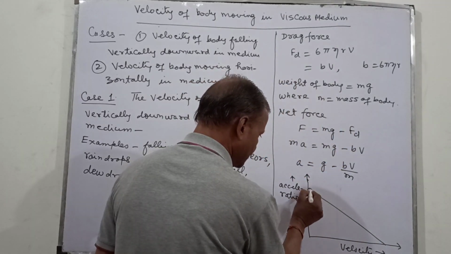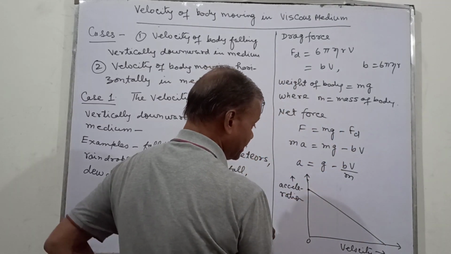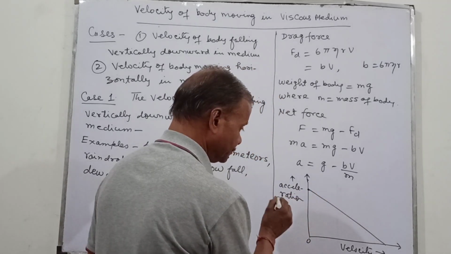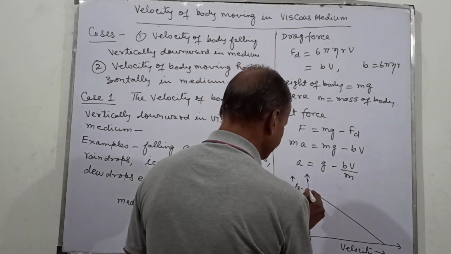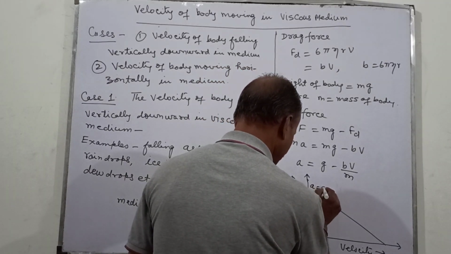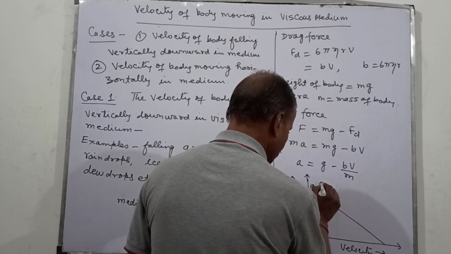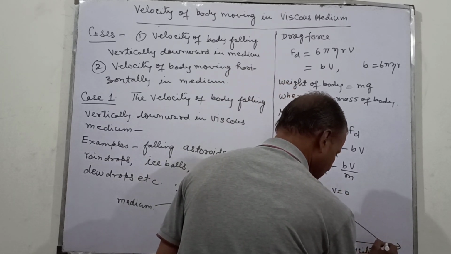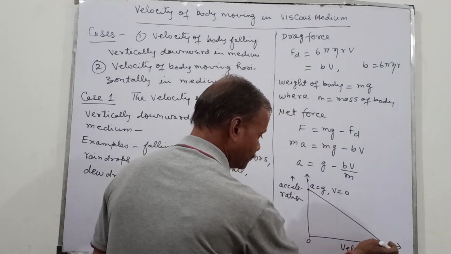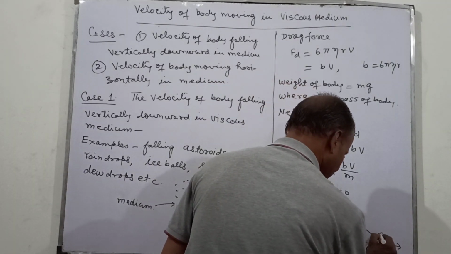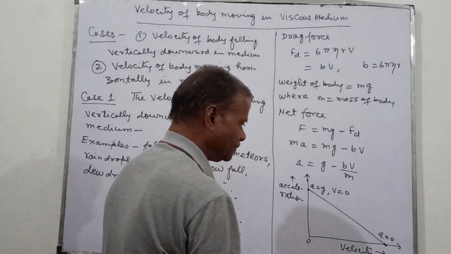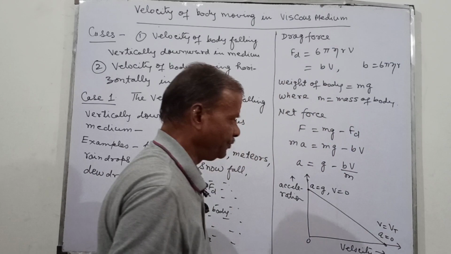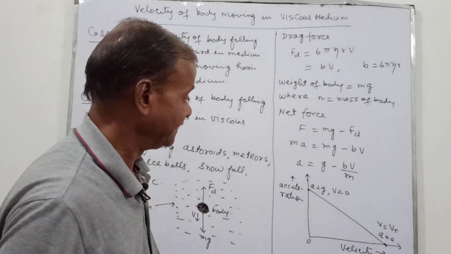At this point, A equal to g, so this V is equal to 0. At this point, when we are on this one, then A is equal to 0, so this V is equal to Vt, the terminal velocity.